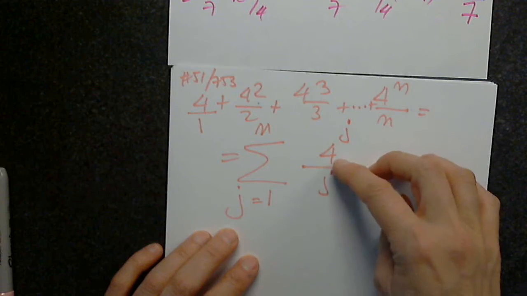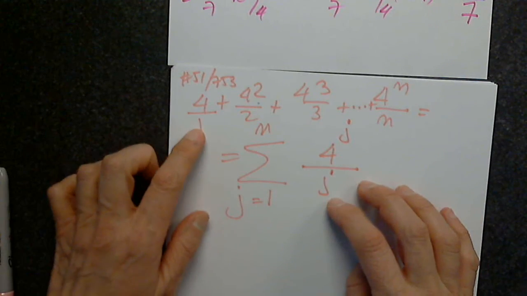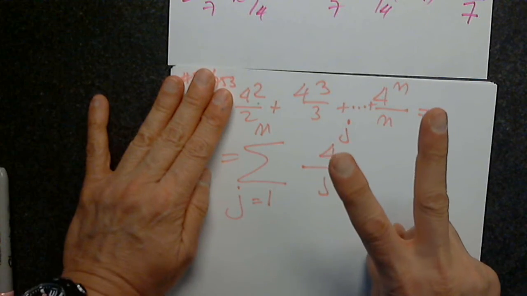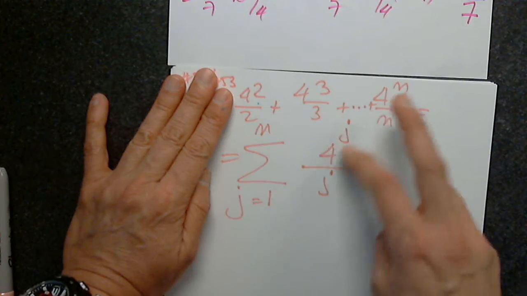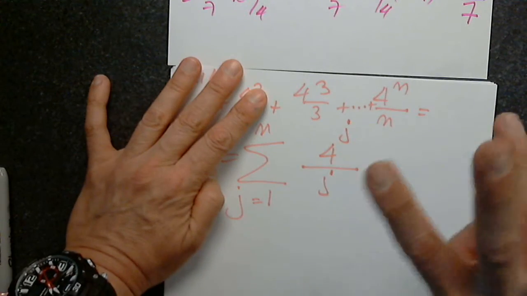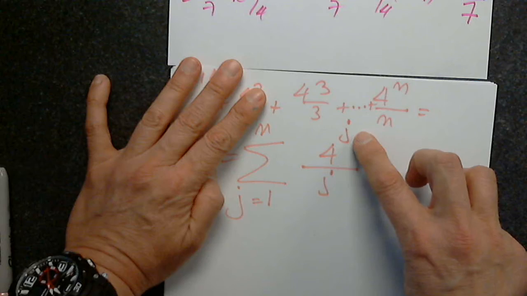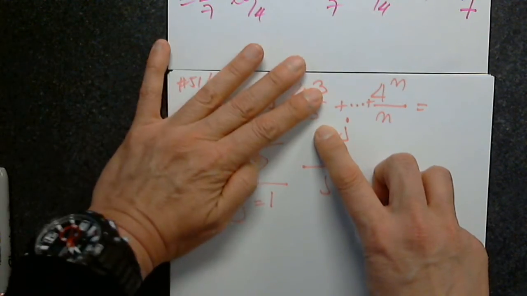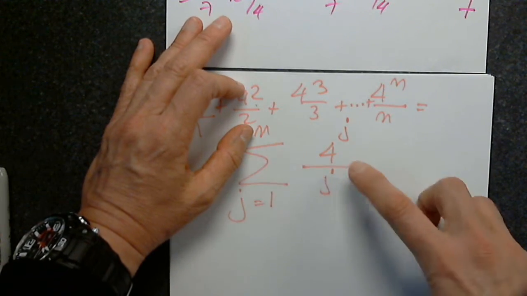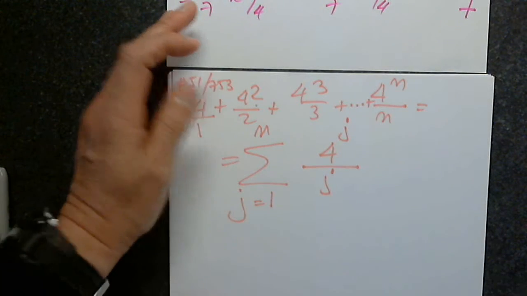And now let's take a moment and find those terms. When j is 1, 4 to the first power over 1. Check. When j is 2, 4 squared over 2. Check. When j is 3, 4 to the third over 3. Check. When j is n, 4 to the nth over n.